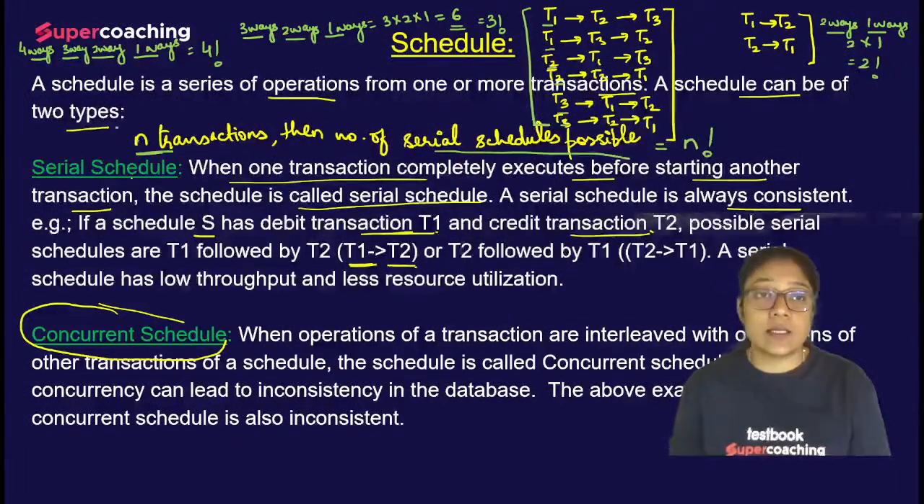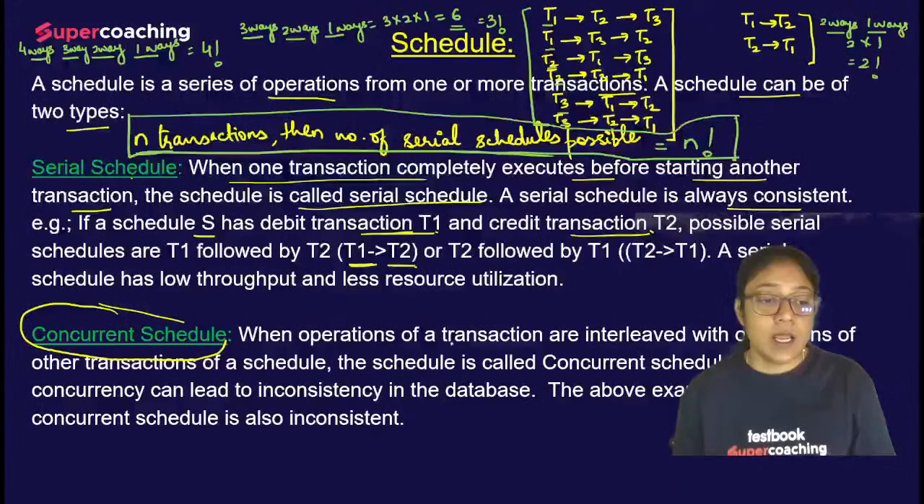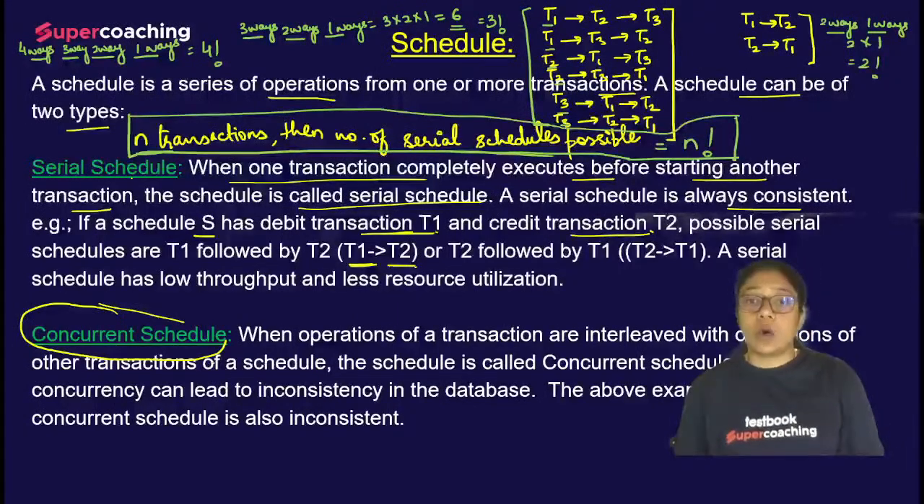This can be asked in the exam: number of serial schedules possible with n transactions. You can note this in your short notes. Make sense? Next one is the concurrent schedule.